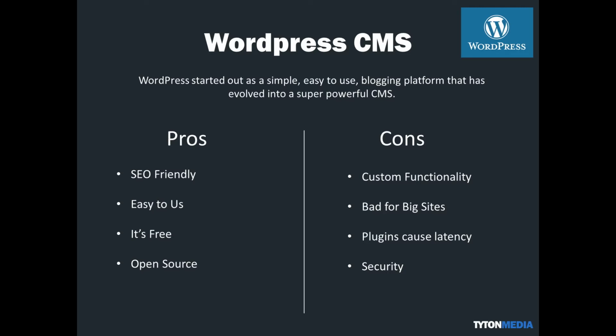Custom functionality: if you want custom functionality, you will have to pay for it. Bad for large sites: when you reach larger amounts of articles, WordPress tends to get slow. Plugins can cause latency: plugins are open source, which means they can have bugs and malware.